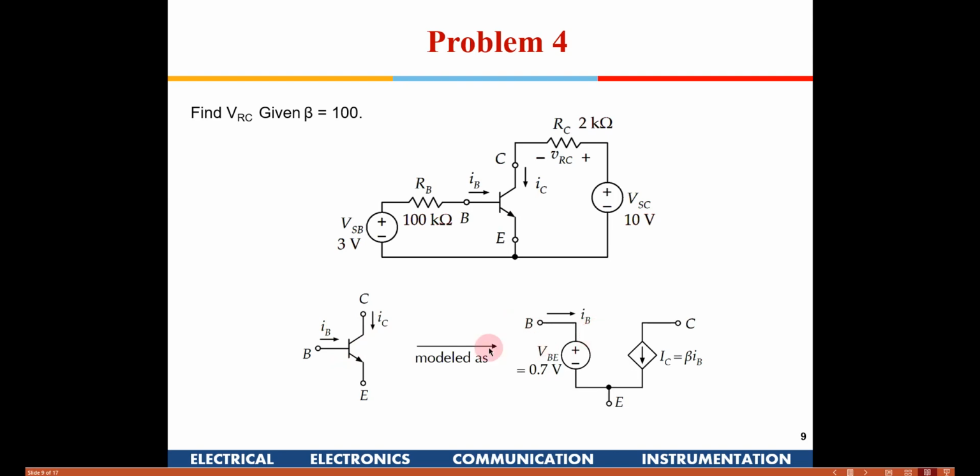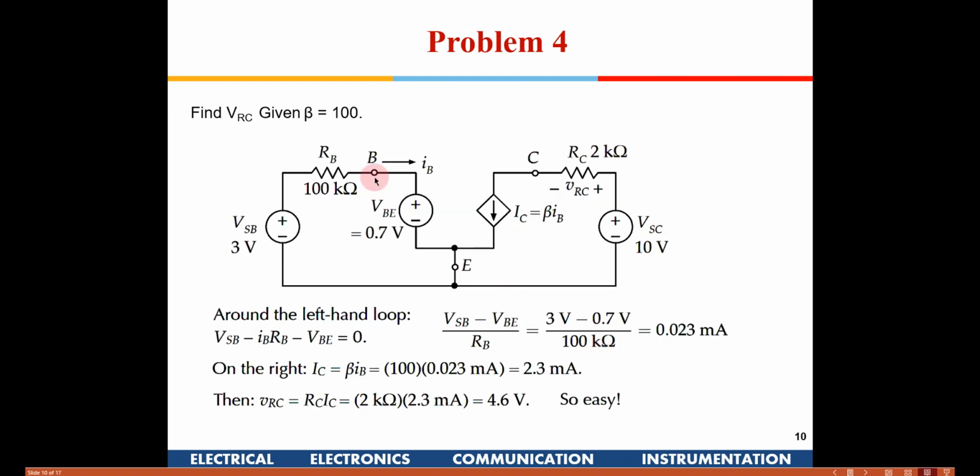Also, the junction acts like a diode, so the voltage across the base and emitter will be 0.7 volt. So this is the equivalent circuit for a BJT: 0.7 volt between base and emitter, IB, and then IC equals beta IB. If you know that the BJT can be represented like this, you can do any question on BJT. You just have to remember this equivalent circuit.